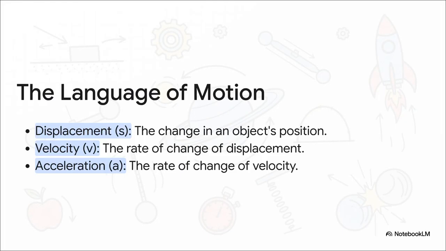And that whole language, it really just boils down to three core ideas. First, you have displacement. That's just the change in an object's position. Easy enough. Then you have velocity, which is how fast that position is changing, basically speed with a direction. And finally, acceleration, which is just the rate at which your velocity is changing. Seriously, that's it. With just those three things, you can describe pretty much any motion you can think of.